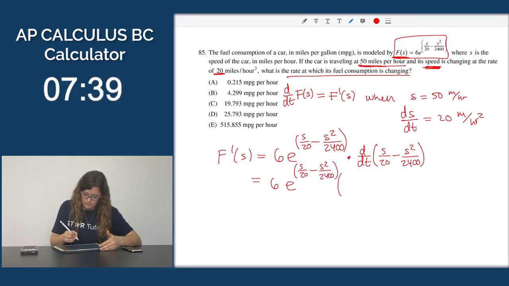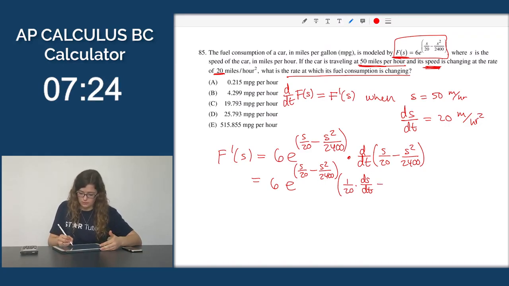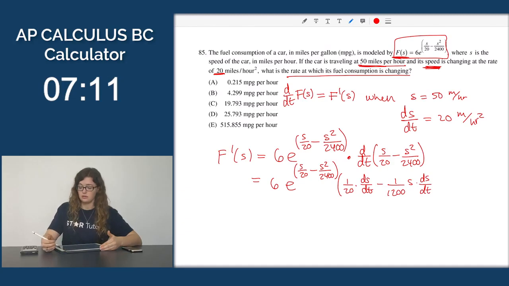The derivative of s over 20 is just going to be 1 over 20 times the derivative of s with respect to time. Again, remember, s is a function of t. And then the next derivative of negative s squared over 2400, well, I'll bring down the 2, and I'll get 2 over 2400. That's 1 over 1200 times s times ds dt. Yeah, that's right, I think.